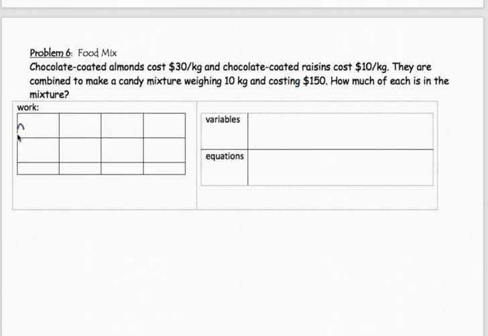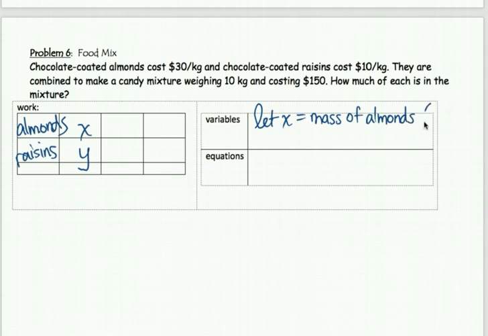So here we go. We have some almonds and we have some raisins, both chocolate covered. Okay, so let X be the mass of almonds. We're trying to buy a certain amount, but it's based on mass. And what are the units? Kilograms, okay? I think last time it was pounds, or some of the problems that we did. And then Y is the mass of raisins.